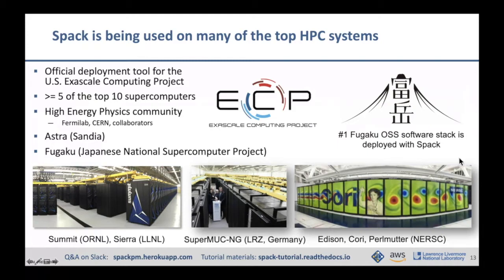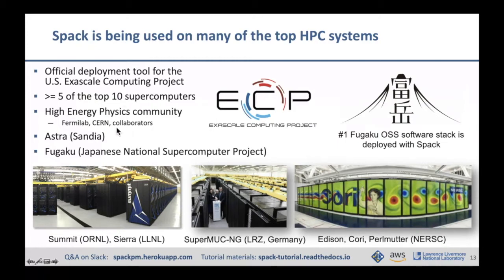Spack's used on many of the top HPC systems, including the top HPC system. The Fugaku open source software stack is deployed entirely with Spack. It's the official deployment tool for the US Exascale Computing Project, and so we're working to deploy the ECP software stack across all of the national labs machines in the US. It's used in one way or another on at least 5 of the top 10 supercomputers.